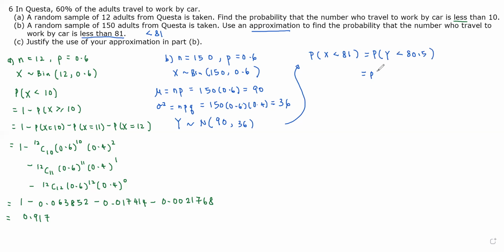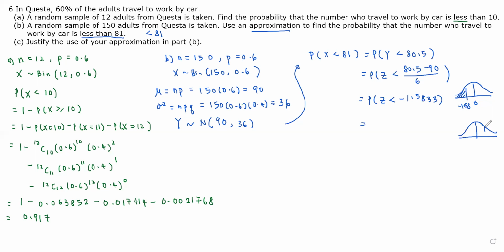And then we standardize. So we have 80.5 minus the mean, divided by the standard deviation. Variance is 36, standard deviation is the square root of variance, which is 6. And this is the probability that Z is less than negative 1.5833. We have negative 1.58 here. This is the area that we want, but you won't be able to find this area in the normal table that is given to you.